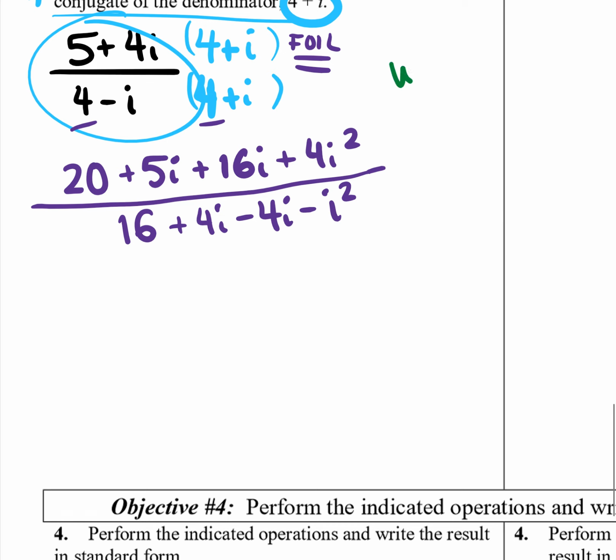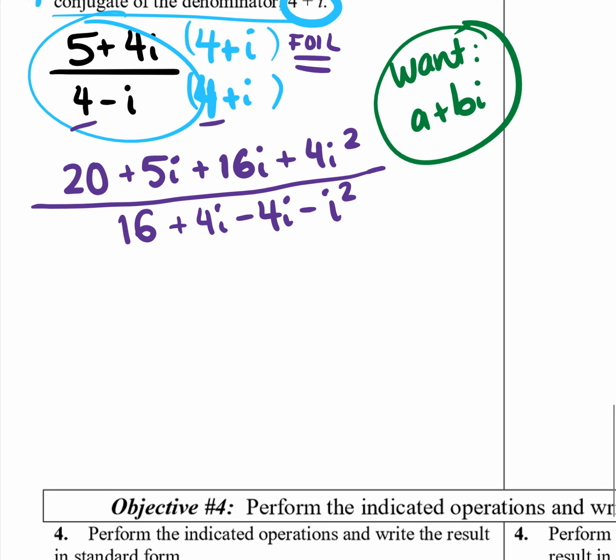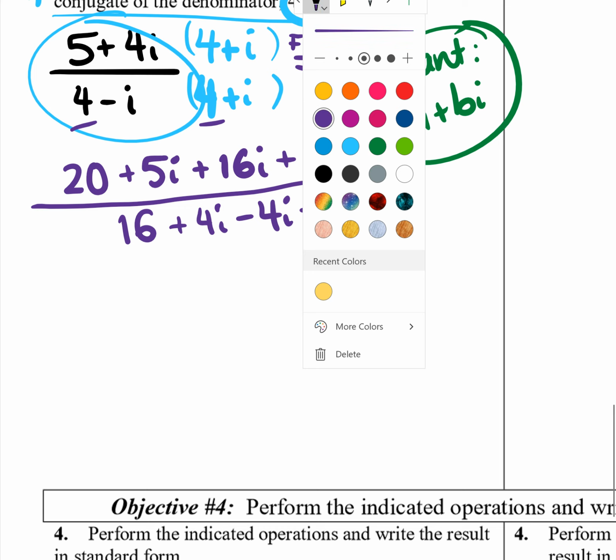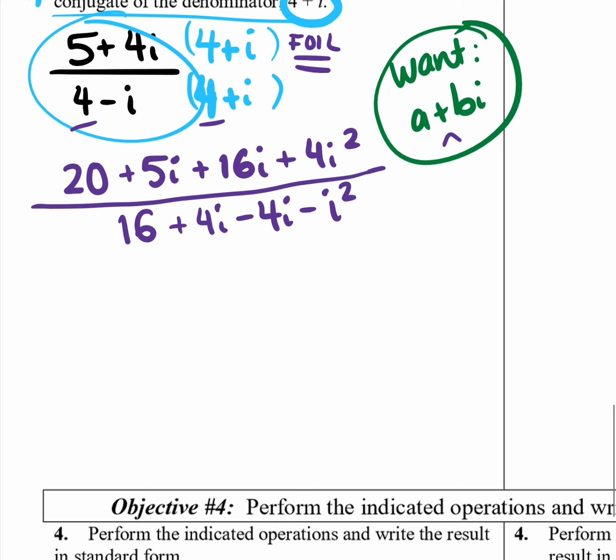Because remember, we want our answer to look like a plus bi. And this definitely doesn't look like that. It's got some kind of real parts and imaginary parts and everything, but they're kind of running around in all different places. And I have a fraction. So obviously, when you have a plus bi, you don't want to see a big fraction bar. So we're going to have to work on that. But we'll just simplify the numerator and denominator as we've seen before.